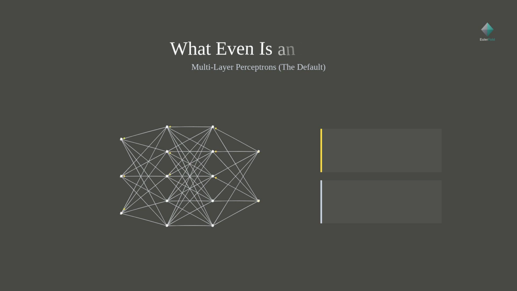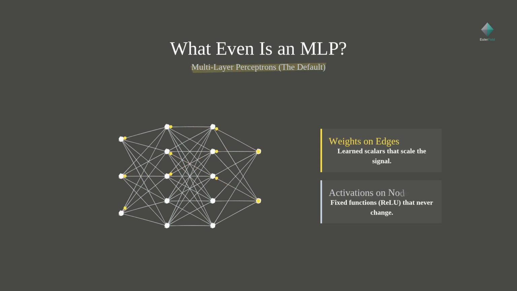Before we get to KAN, we need to make sure everyone's on the same page about MLPs because a lot of explainers skip this and then the rest doesn't make sense. Imagine a neural network as a series of layers. Each layer has nodes. We call them neurons. Information flows from left to right. Each neuron takes in numbers, does a little calculation, and passes a number to the next layer.